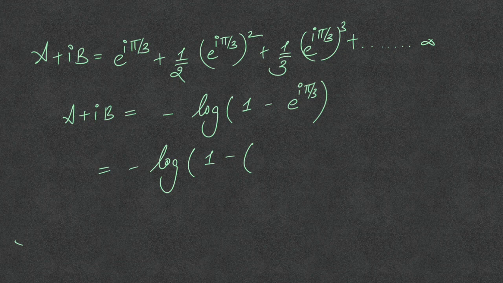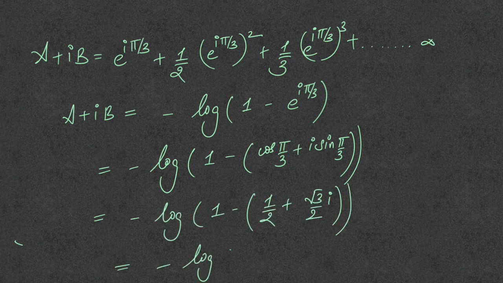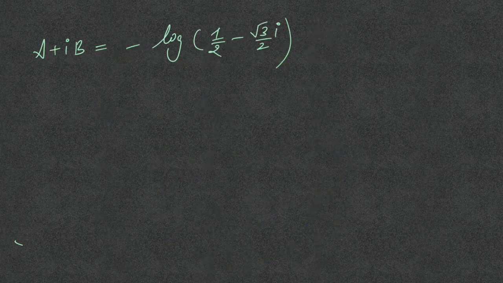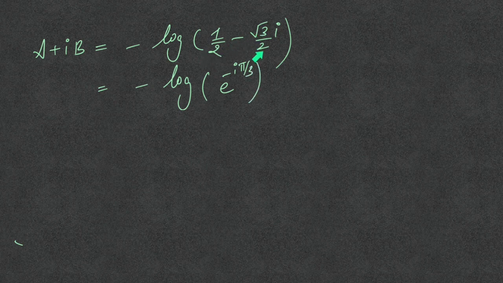I can write this e to the power iota pi by 3 as, from Euler's form, cos of pi by 3 plus iota sine pi by 3, which further becomes minus log of e raised to power minus iota pi by 3. This 1 by 2 minus root 3 by 2 iota is expressed in terms of e raised to power iota pi by 3.